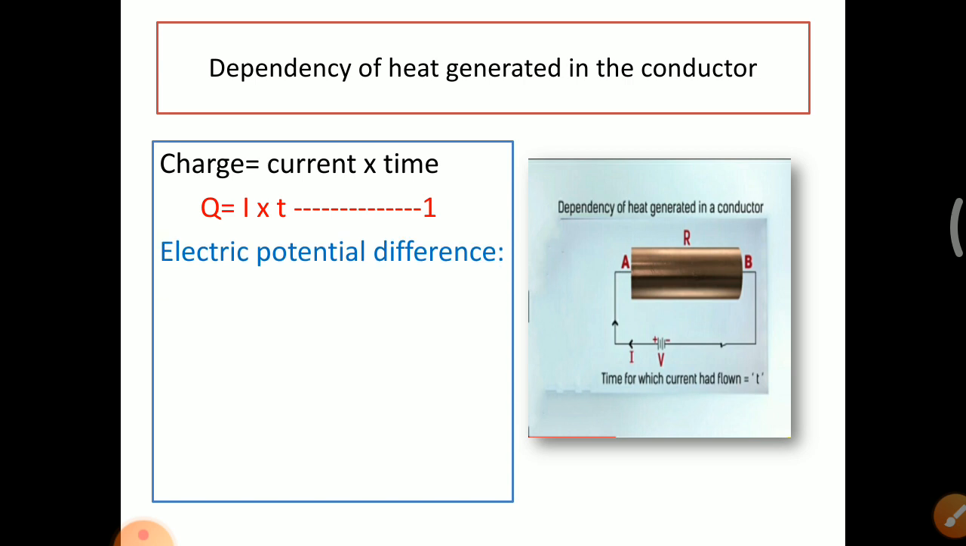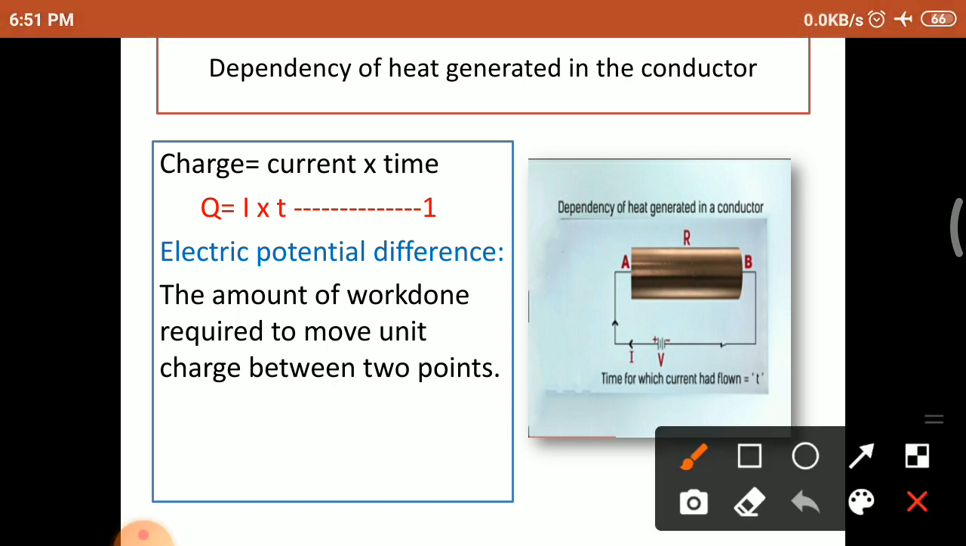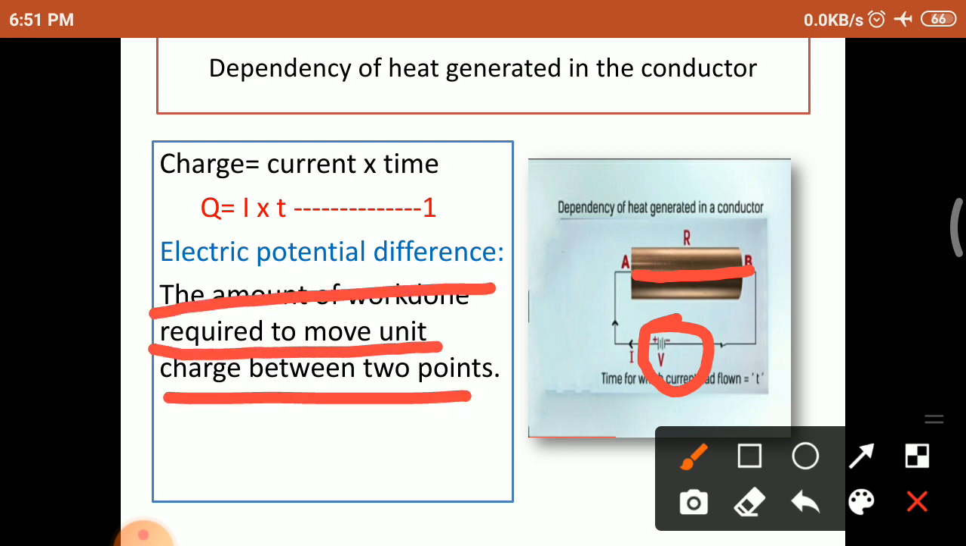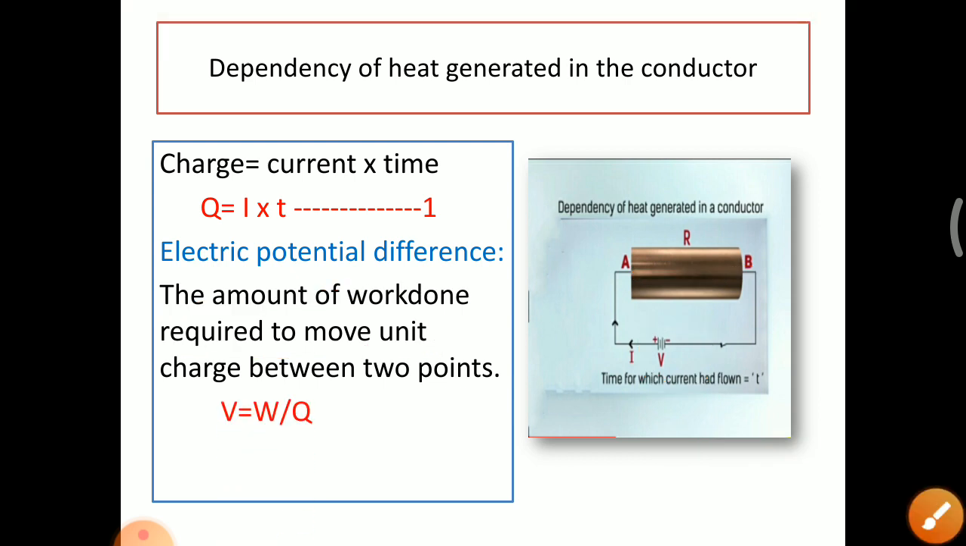And electrical potential difference, we know, is the amount of work done required to move unit charge between 2 points. So when the charge moves from A to B, we have to do some work. So how to calculate the work done? V equal to W by Q, we know that. From this we can write W equal to V into Q.